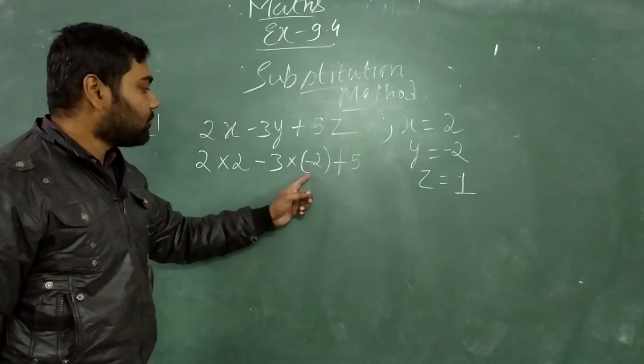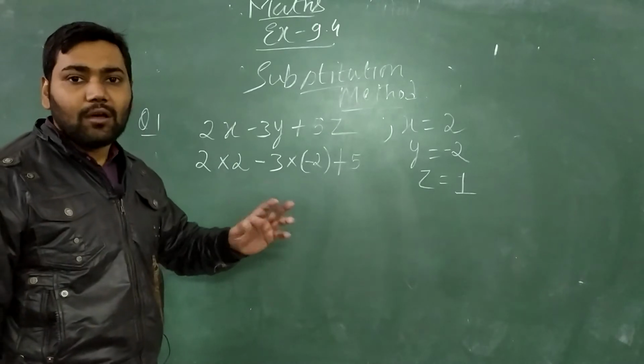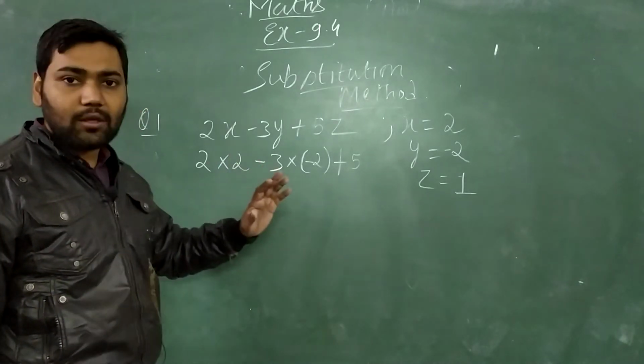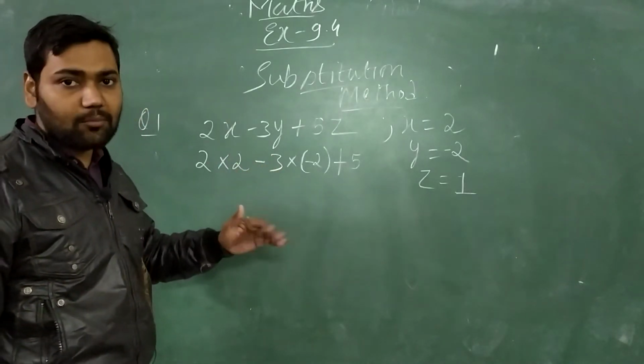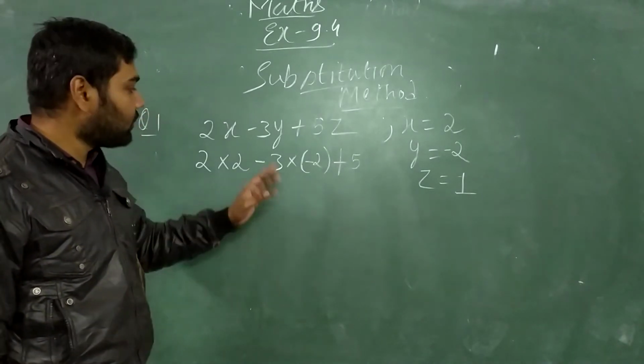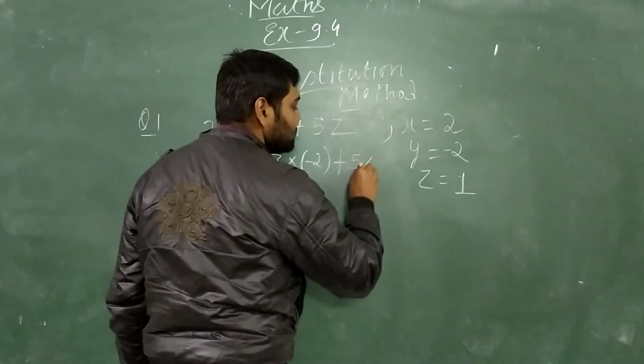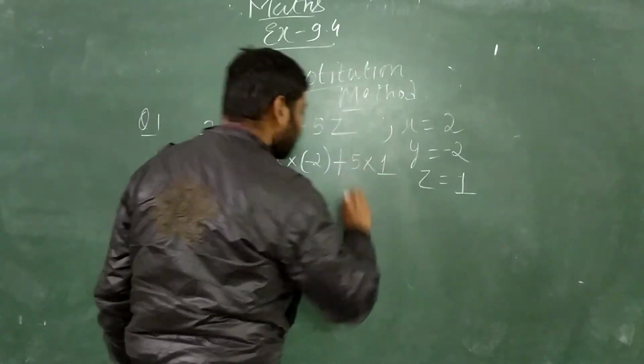If we do not place it in brackets, there may be a chance of a problem with the sign. We can get confused with the sign, and because of that confusion our answer will go wrong. So it is better to place brackets. Then 5 into z, and the value of z is 1.